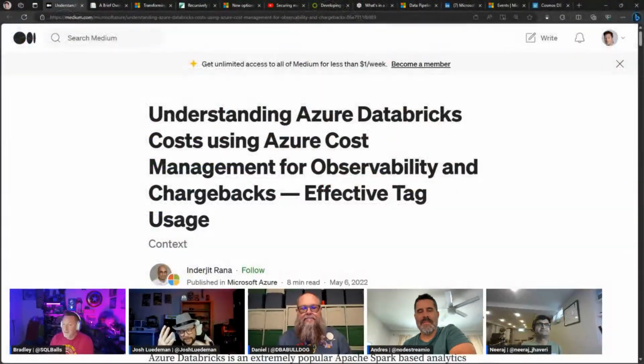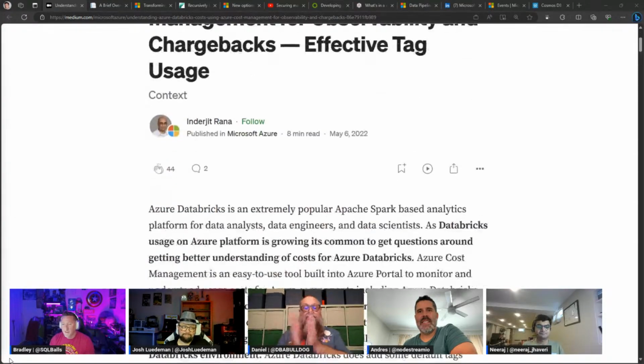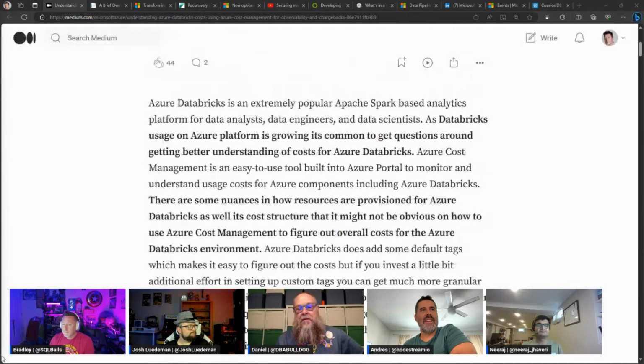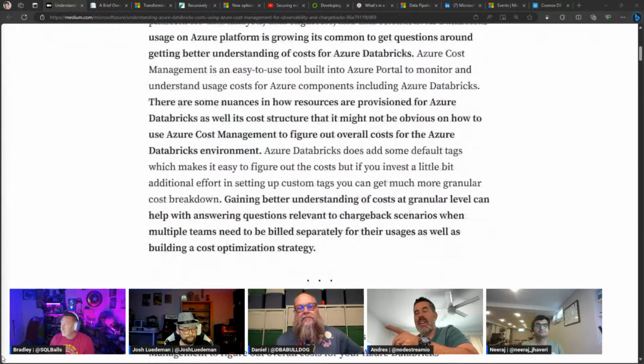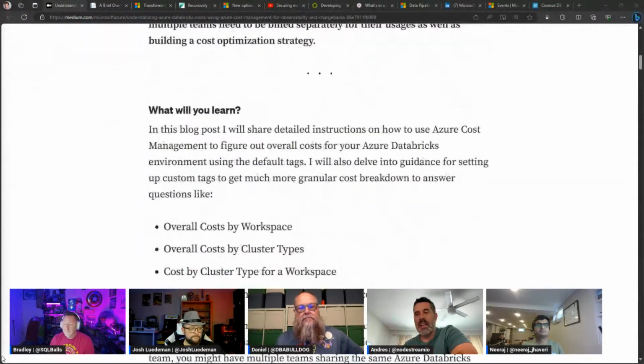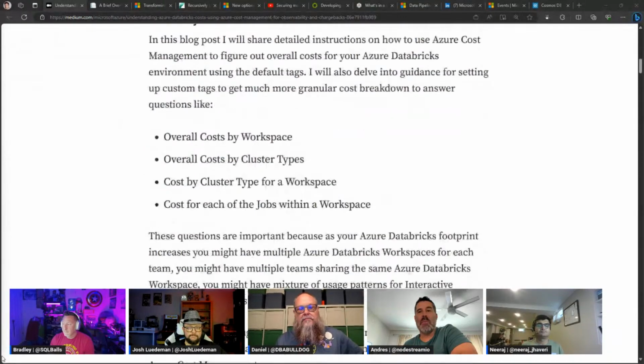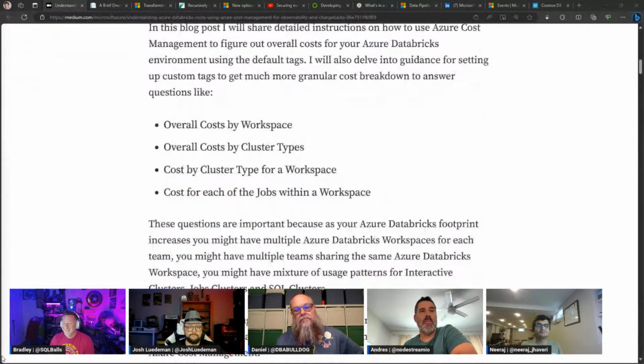And speaking of things that I love, I absolutely love when we get insight from the amazing Andreas Padilla. Yep. And this time we're getting that insight on understanding Azure Databricks cost and using Azure Cost Management for observability and chargebacks, effective tag usage. Oh my God. After reading this, this Inderjeet Rana, he put out this great post. And after this, I wish him nothing but wealth, health, and lots of money, because this thing is gold.